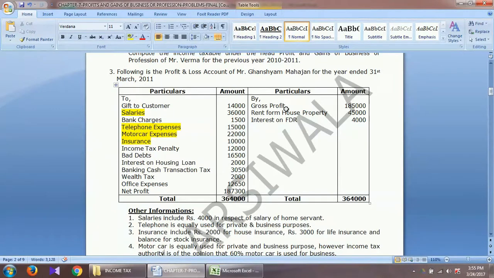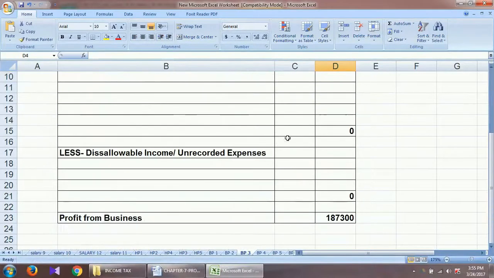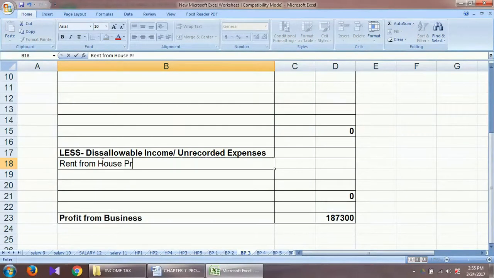After that, we will start from the credit side of profit and loss account. The first item besides gross profit which is appearing is the rent from house property. Rent from house property is not an income from business and profession, and hence rent received from the house property will be deducted from the net profit. So in the less side, rent from house property 45,000.